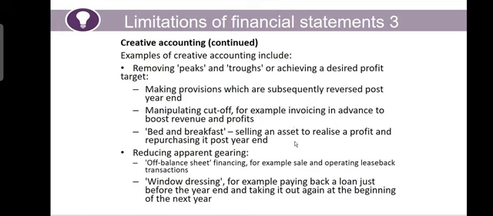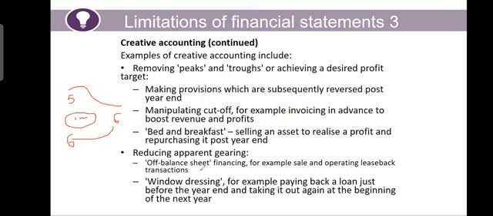Bed and breakfast, selling an asset to realize a profit and repurchasing it after year end. So what happens is that you've got an asset which has a book value of 5 million. Market value probably is 6 million. You sell it for 6 million. You book $1 million profit. Next year, you buy it back for 6 million. So 6 million cash comes in, 6 million cash goes out. But during 1 year, you show a $1 million profit.